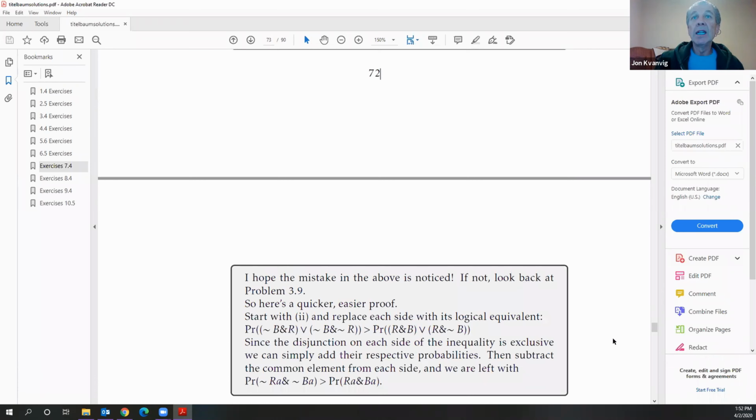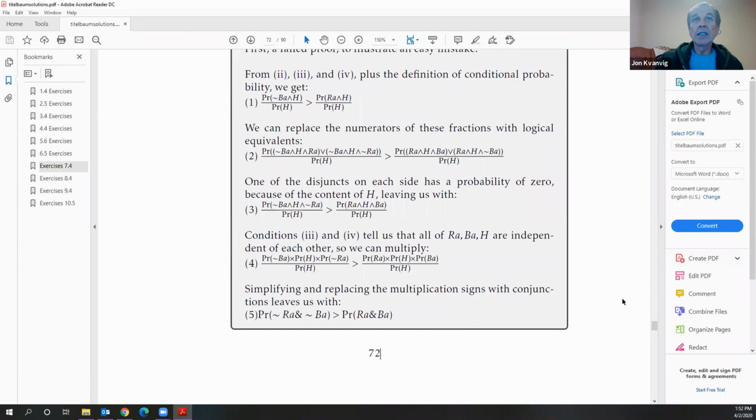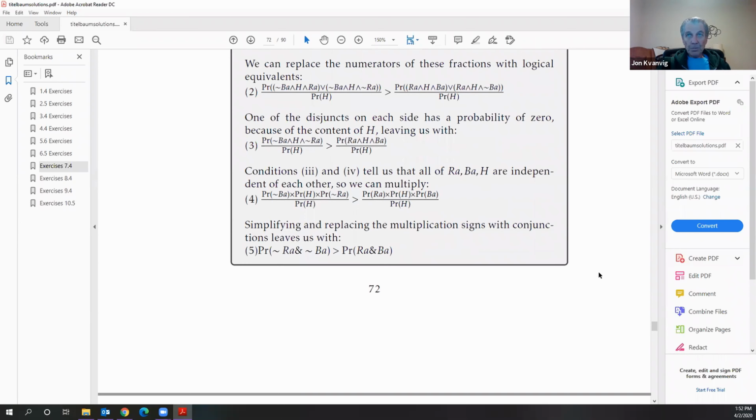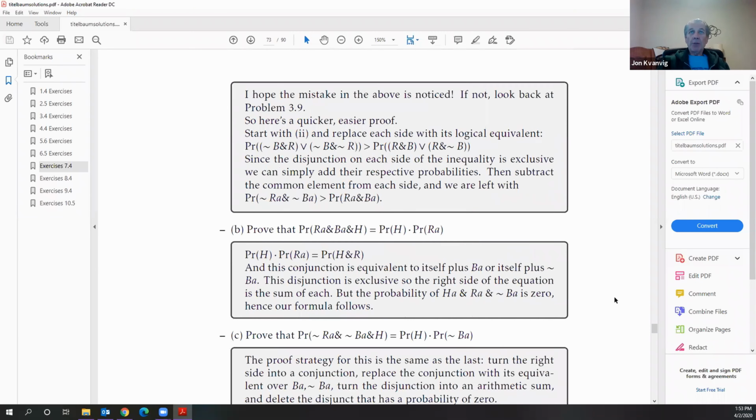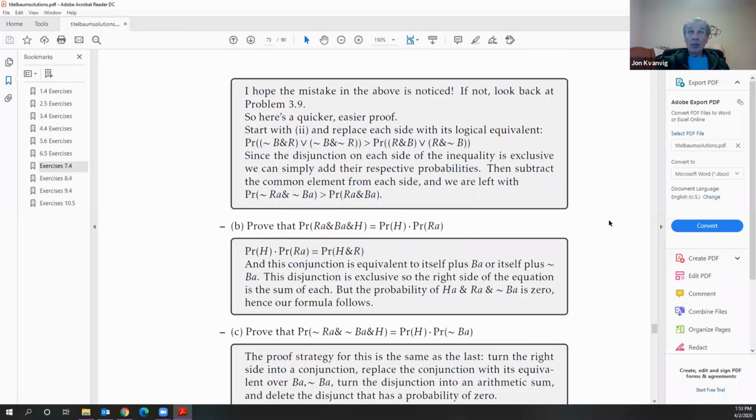I hope the mistake in the above is noticed. If not, look back at problem 3.9. 3.9 tells us that each of two things can be independent of a third without all of them being independent of each other. And that's what 3.9 was about. It was supposed to get us to consider whether or not you got complete independence just because you had pairwise independence. And conditions 3 and 4 only give us pairwise independence. So look back at problem 3.9 if you don't understand the mistake.